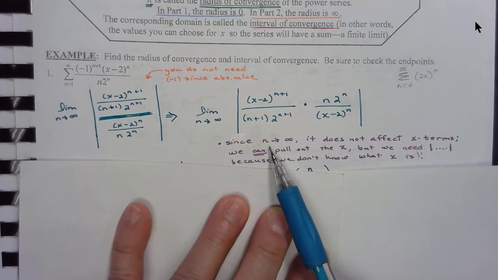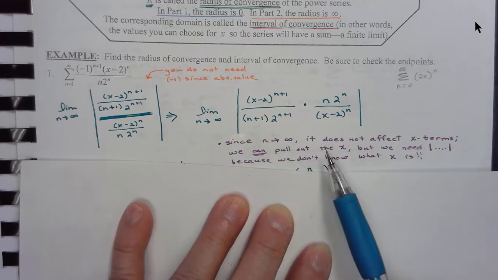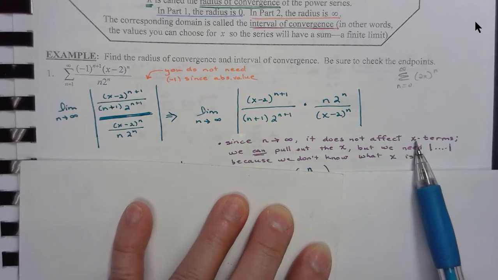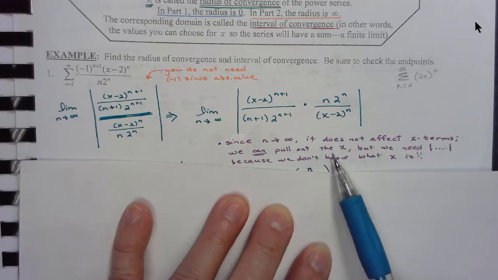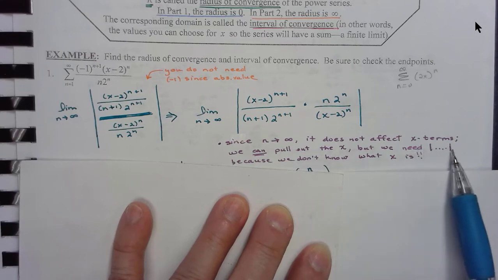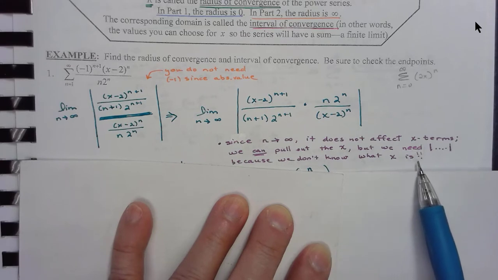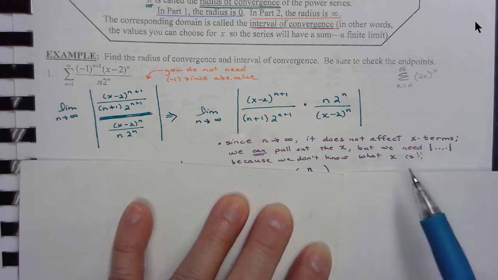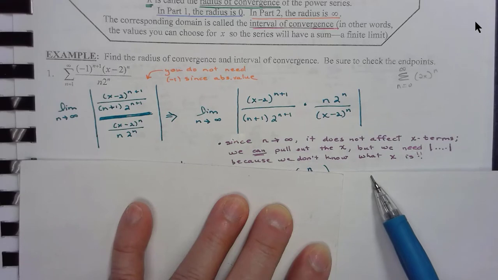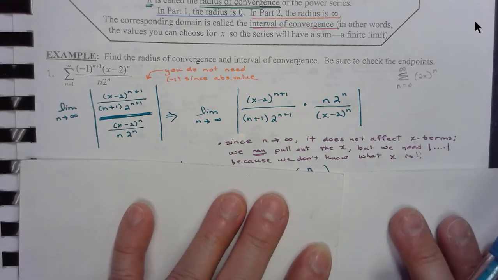Now this is important. Since it is n that is going to infinity, it does not affect the x terms. So we can pull out the factors involving x, but we need to keep the absolute value bar because we don't know what x is. Okay, and we're going to be looking at this interval of convergence and radius of convergence, so we need to maintain the absolute value bars.